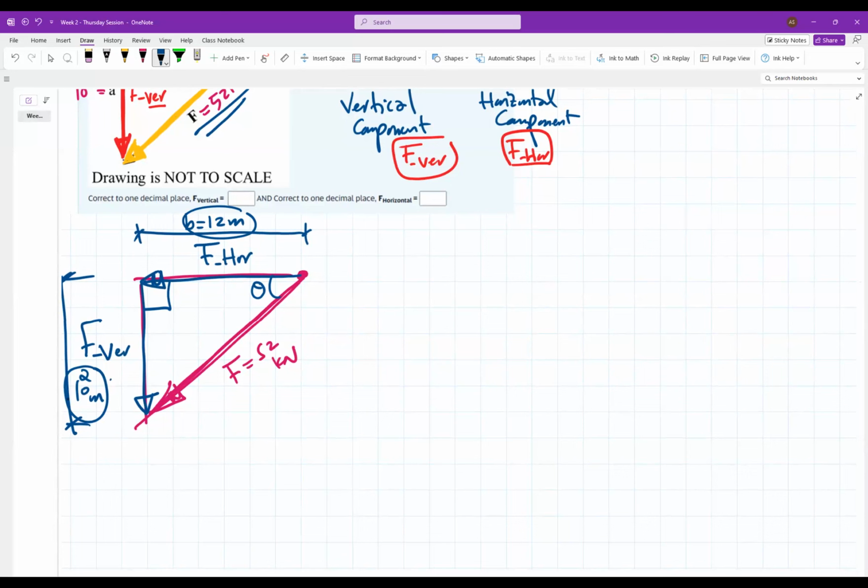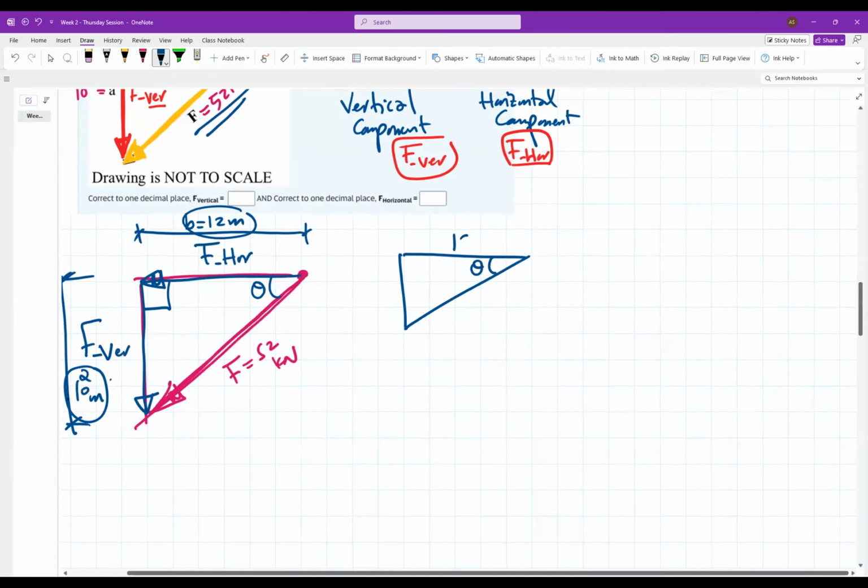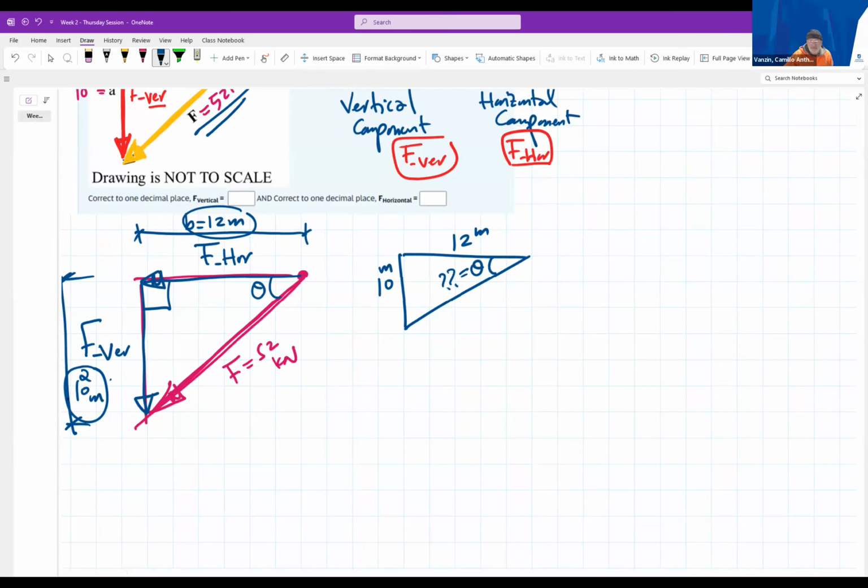To analyze, we need to know the trigonometric function. So to know the trigonometric function, we need the angle theta. Do you know how to find the angle theta here? In this triangle, we know this 12 meter and this 10 meter. So can we know theta? There are many ways to find theta. One of them is to find the hypotenuse first. Can you find the hypotenuse?